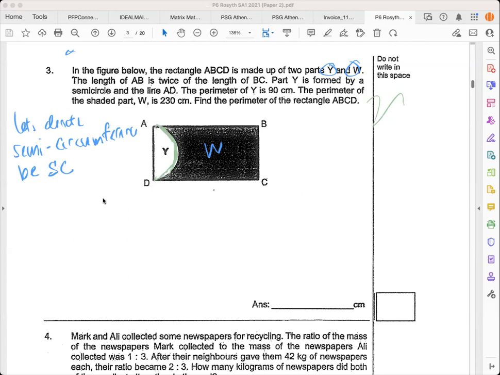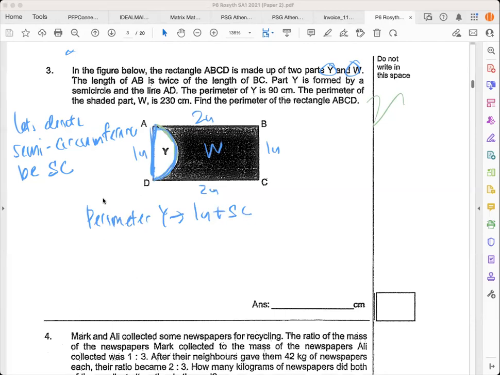Now let's continue. The length of AB is twice the length of BC. So I let this be 2 units and this be 1 unit. Part Y is formed by the semicircle and the line AD. So this is also 1 unit. The perimeter of Y is 90 centimeter. So the perimeter of Y consists of 1U plus SC, right? 1U plus this SC.